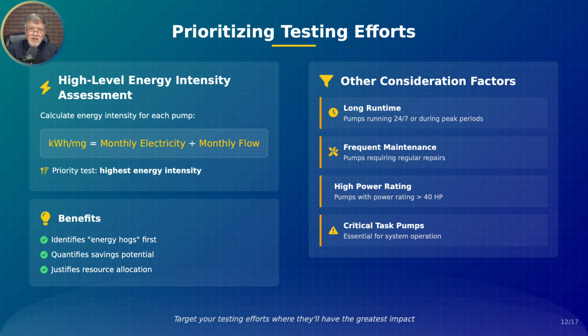So this is the old likelihood of failure and the consequence of failure calculations. So you're looking at your most critical assets here. And so your pumps that are most critical to your system and are essential for system operation, you're going to want to look at those on a regular basis. So target your testing efforts where they'll have the greatest impact.